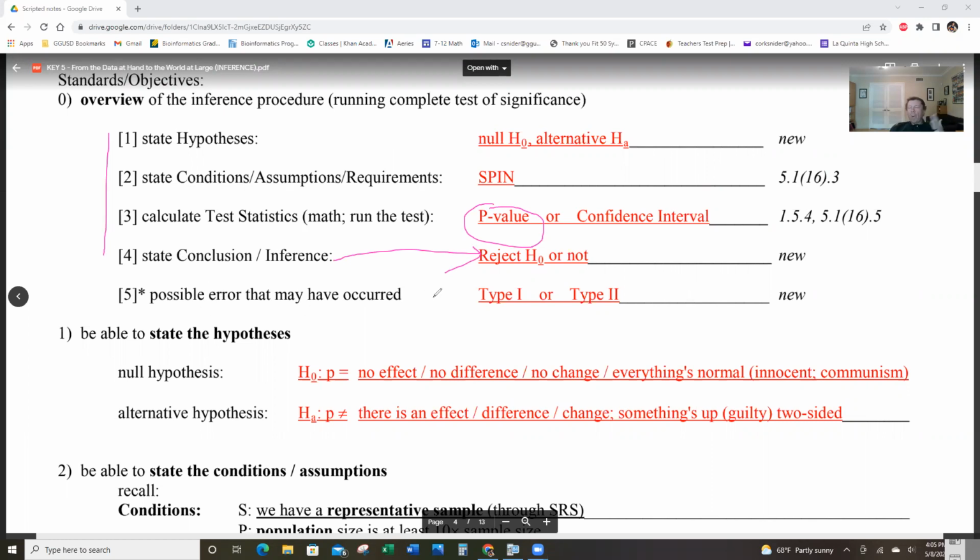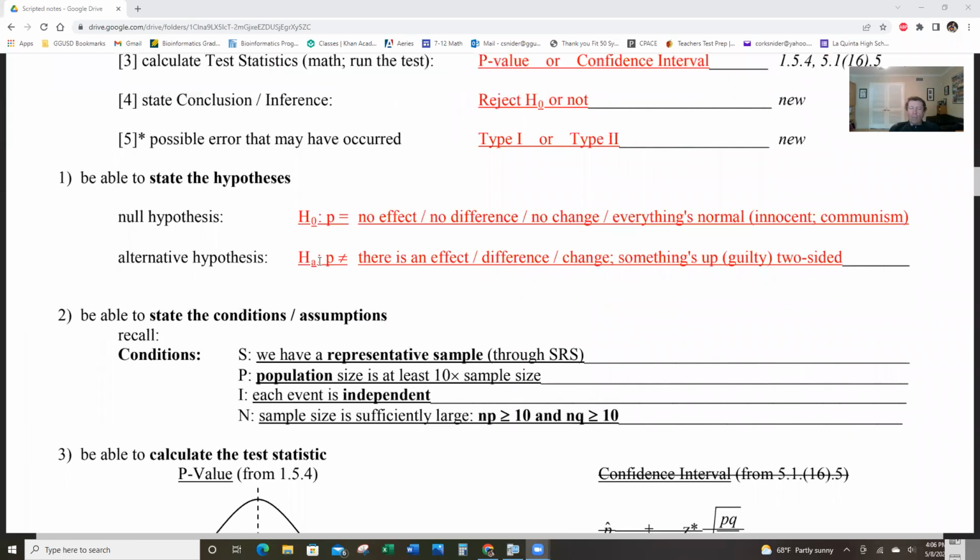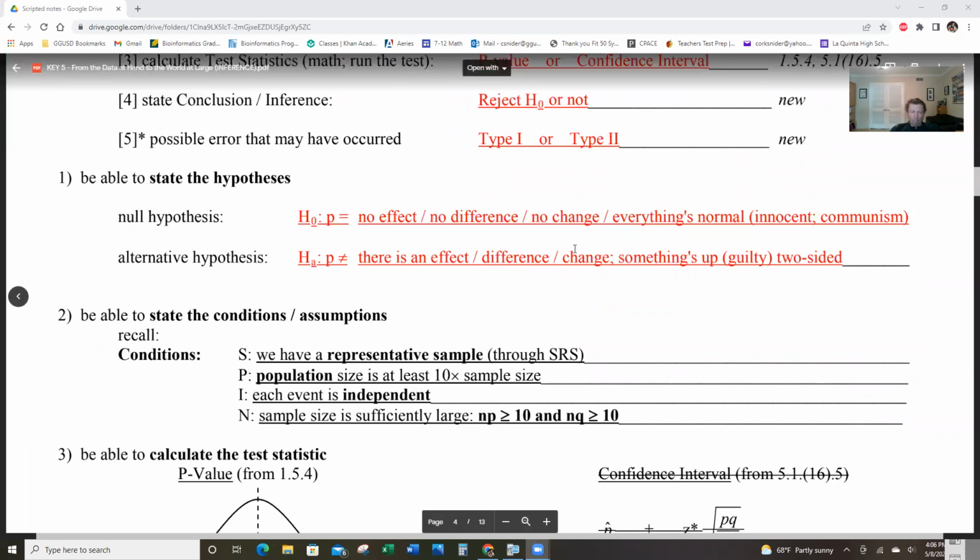And then it's possible that you made an error. Whenever you do a study, errors can happen, and they're labeled as type 1 and type 2 errors, and we'll talk about that. Okay, so there is the beginnings, a process of this. I'll do four different problems at the end of this.